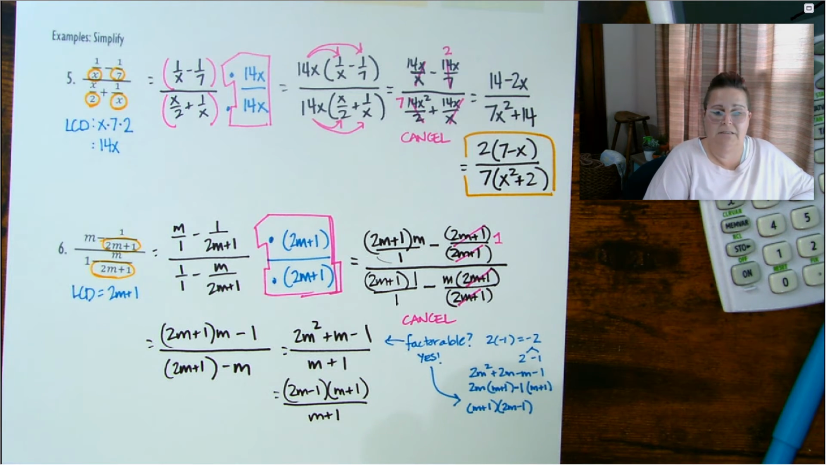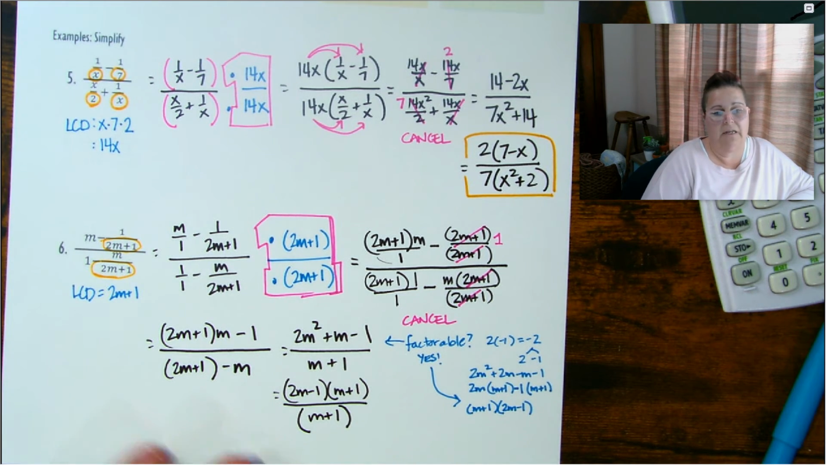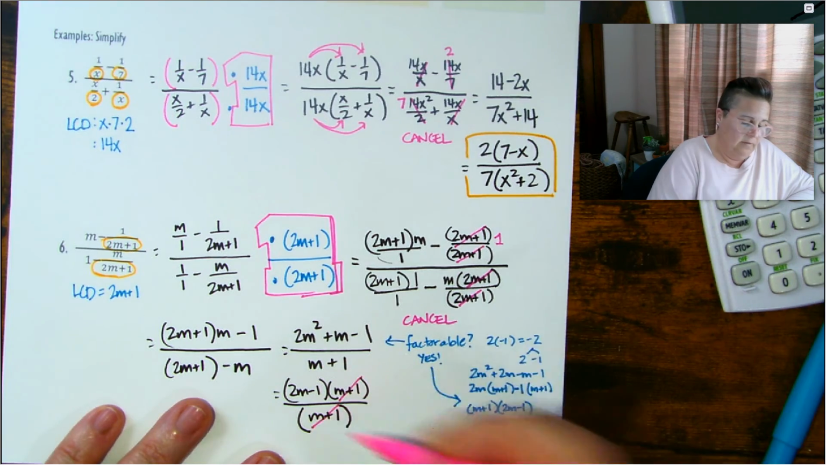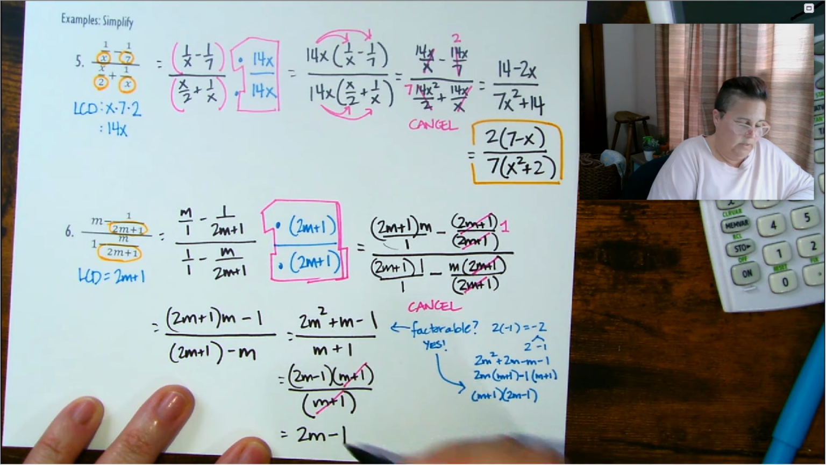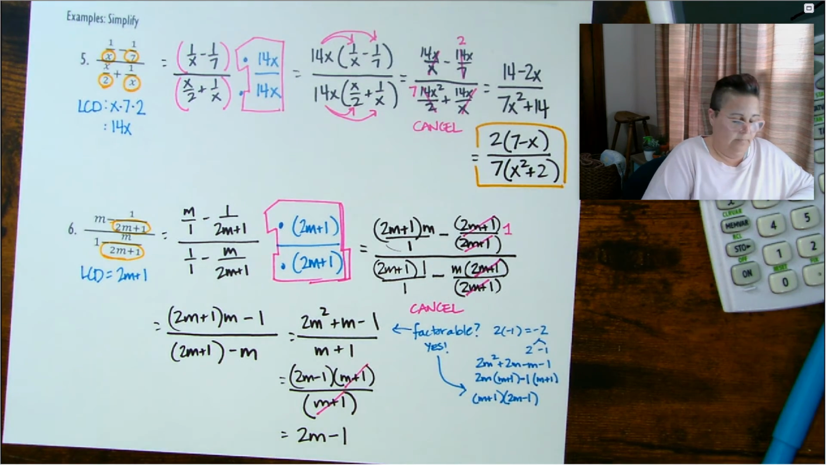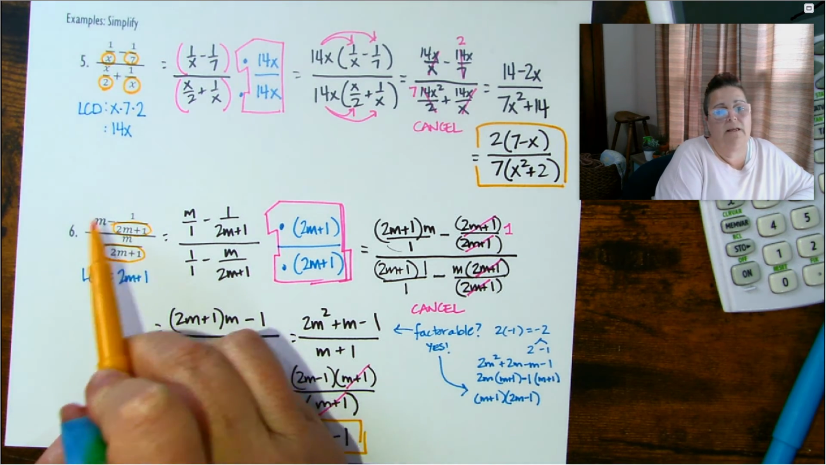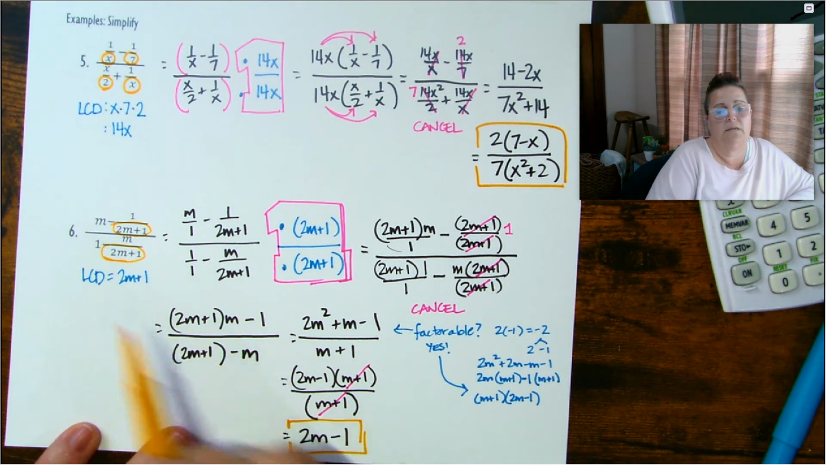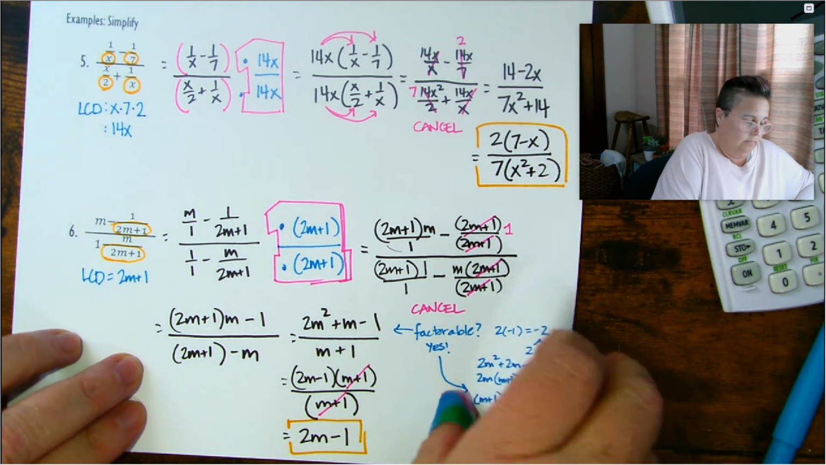Will anything cancel? For the first time today, yep, that m plus 1 is the same in both the numerator and denominator, which means it will cancel out, giving me a final answer of 2m minus 1. So this entire complex fraction, which was 2m plus 1, when simplified, becomes 2m minus 1. Beauty. Okay.